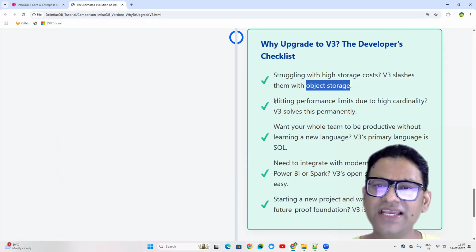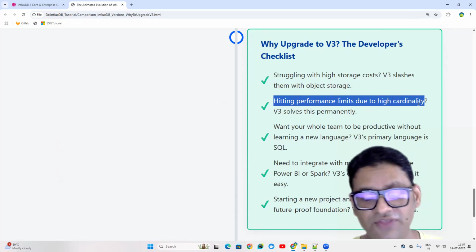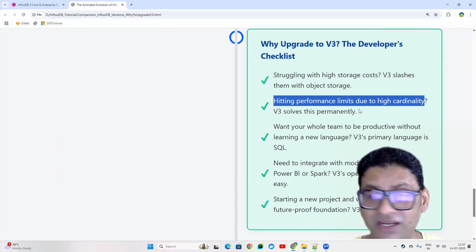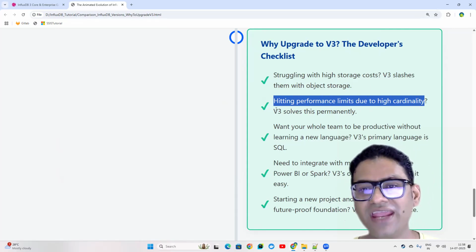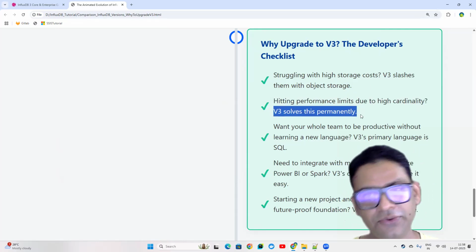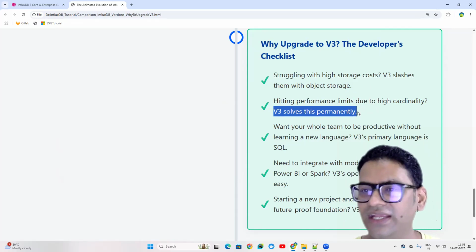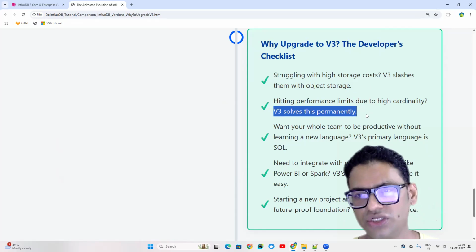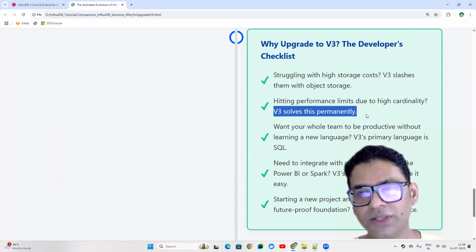Right. The next thing is, are you hitting performance limitations due to high cardinality? High cardinality, which we know is very common in a time series database, so you have to just try if V3 can solve that problem, right? So you can get that data into V3 as well as your previous version, and you can quickly compare, because it's very easy. And I would also try to do a small video on that, where I can show you how the performance is increased in V3, right?